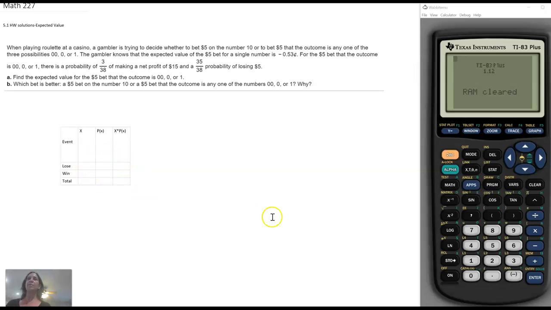You can either add them up using the table on your calculator, or for something simple, when we only have 2 outcomes, we could just do it by hand. So let's look at this problem right here. I'm at a casino. My options are playing roulette. So I'm going to play roulette.